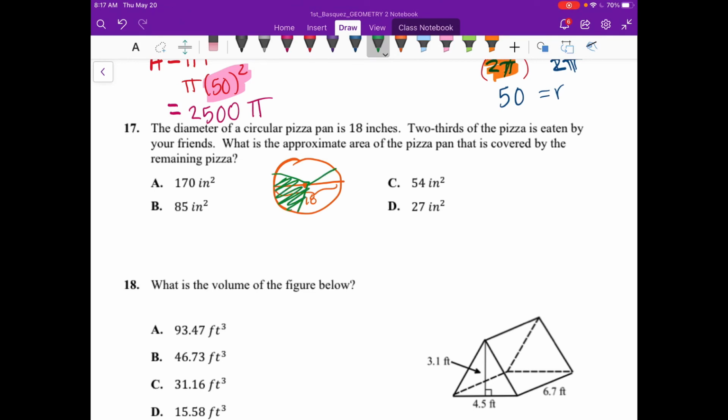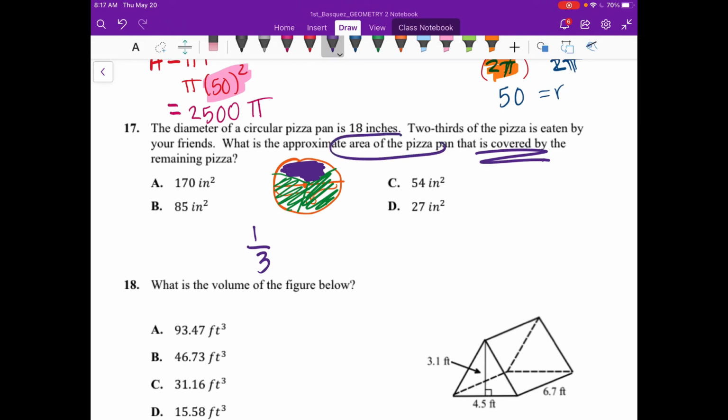all of that is gone. Okay, so now I'm looking for how much is left. I just have 1 out of the 3 slices left because we're looking for the approximate area of the pan that is covered. Covered means there's still pizza in existence there. So if my friends ate 2/3, that means I only have 1/3 of my pizza left.